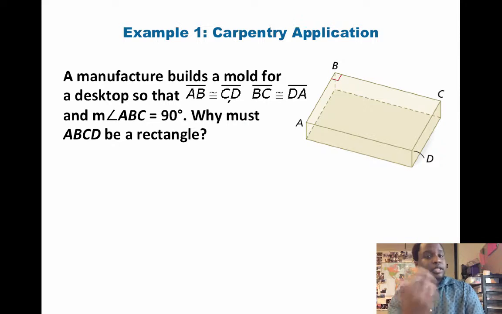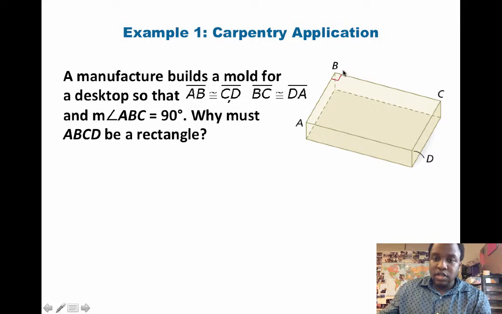Here's an example of where this works. A manufacturer is building a mold for a desktop so that AB is congruent to CD, so the opposite sides are congruent, and BC is congruent to DA. So at least at this point, we know that that top is a parallelogram. We also know that the measure of angle ABC is 90 degrees.